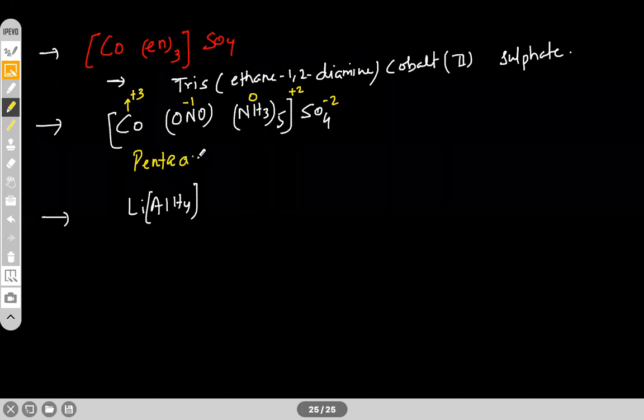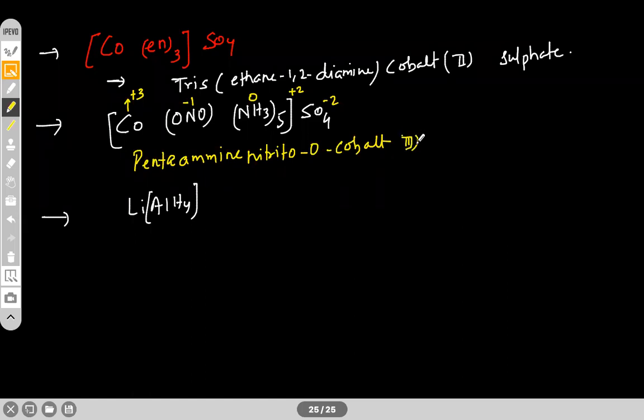So the name of this compound is pentaammine, then the other ligand is nitrito-O, cobalt, there's no space here, okay? Cobalt 3, sulfate.